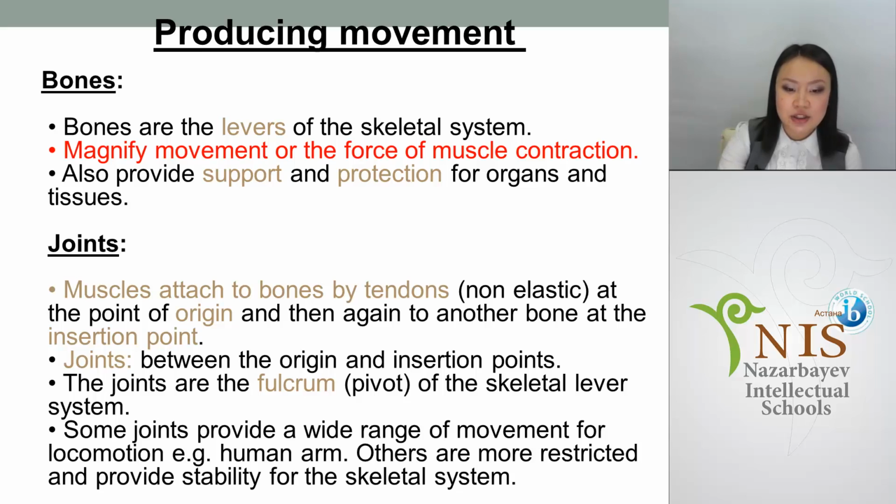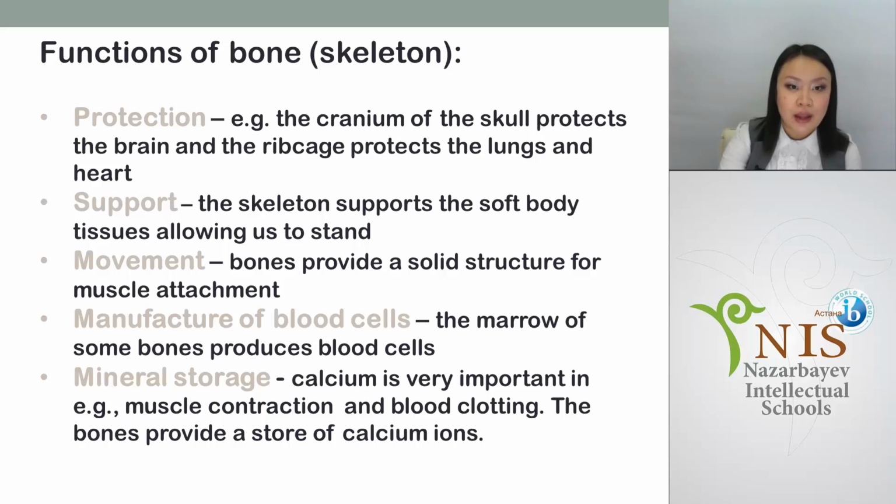Joints. Muscle is attached to bones by tendons, non-elastic, at the point of origin, and then again to another bone at the insertion point. Joints are between the origin and insertion points. The joints are the fulcrum, the pivot of the skeletal lever system. Some joints provide a wide range of movement for locomotion, for example, the human arm. Others are more restricted and provide stability for the skeletal system.